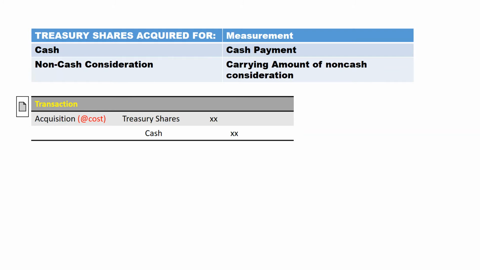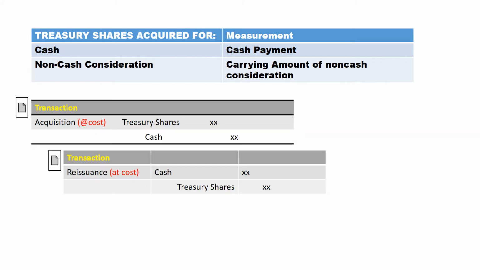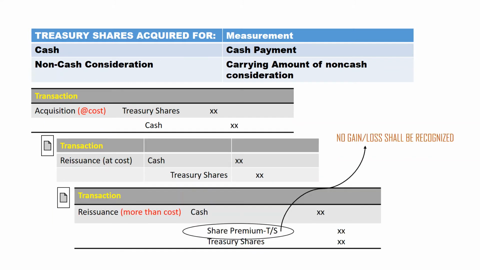The journal entry to record the acquisition of treasury shares, which is at cost: we debit treasury shares, credit cash. For a reissuance transaction, we debit cash, credit treasury shares. If the reissuance is at more than cost, we debit cash, credit share premium from treasury shares, and credit treasury shares.